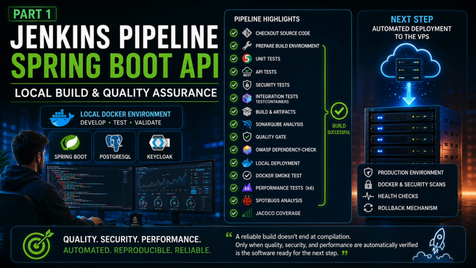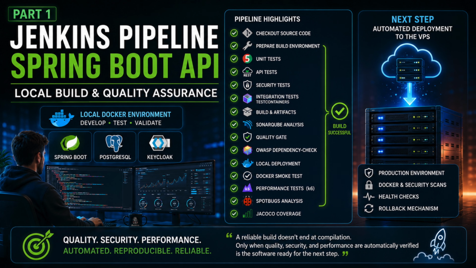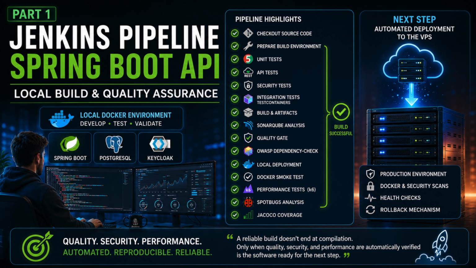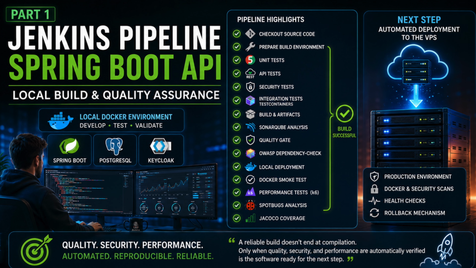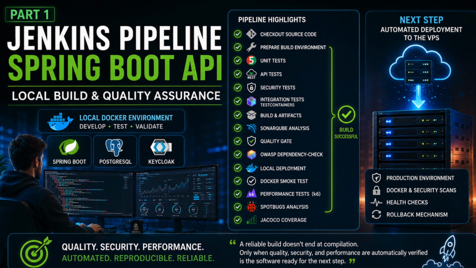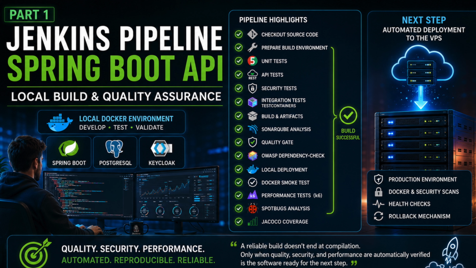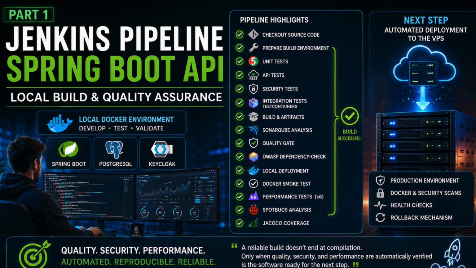A reliable build doesn't end when the application compiles successfully. Only after quality, security, and performance have all been verified automatically is the software ready for the next step. In Part 2, I'll show you how the application is automatically deployed to the production server.